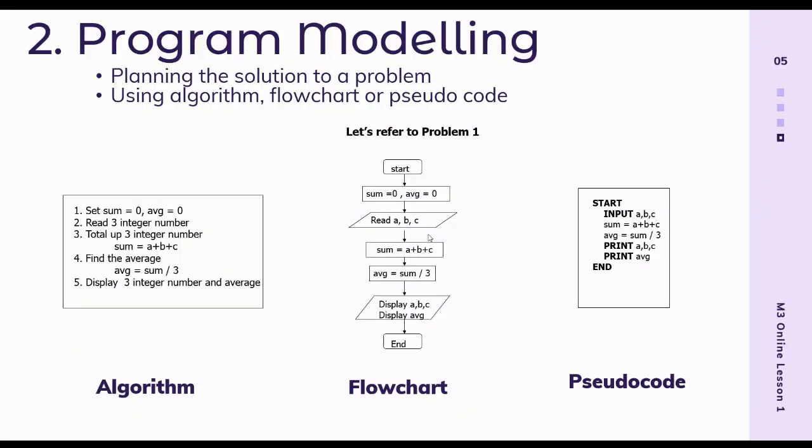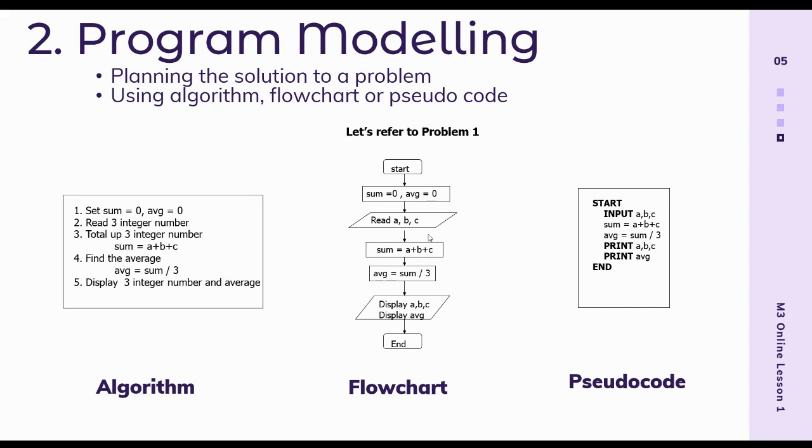Step 2, the program modeling. The program modeling is planning the solution to a problem using an algorithm, flowchart, or pseudocode. Going back to our lesson in M2, we already know about algorithm, flowchart, and pseudocode. So how are we going to apply this in the problem earlier?